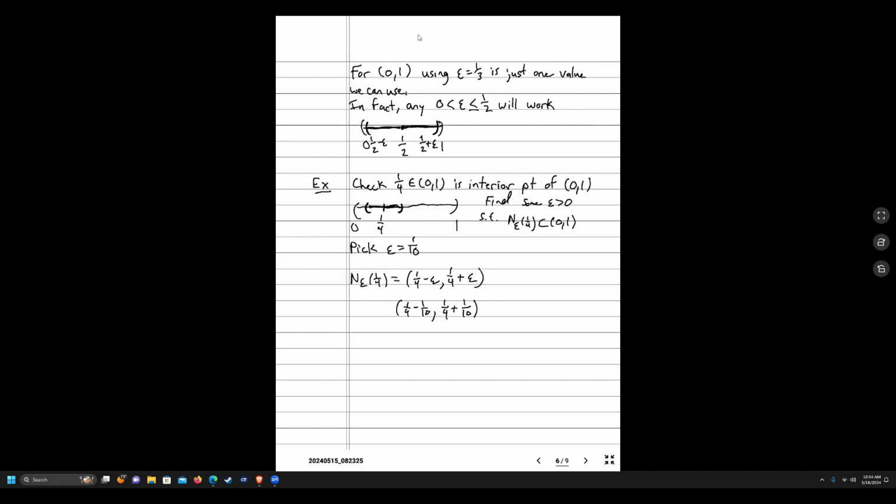Okay. All right, so that means 3/20 is 1/4 minus 1/10, and 7/20 is 1/4 plus 1/10. And this is contained in 0 to 1. So therefore, 1/4 is an interior point. Again, I just need to find some epsilon that works.